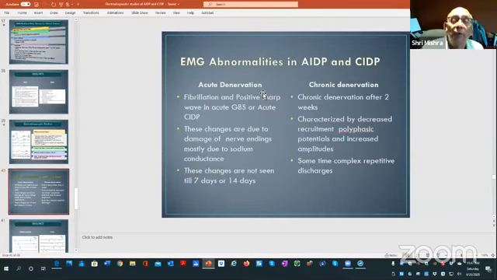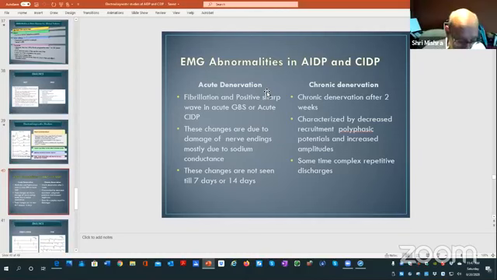So back again, the EMG abnormalities I mentioned to you: fibrillation and positive sharp waves in GBS and acute CIDP. These are due to nerve ending damage, but you may not see fibrillation within 7 to 14 days. In chronic denervation, you see polyphasic potentials, increased amplitude, and sometimes complex repetitive discharges. It's like myotonia type; I call it the motorcycle sound.